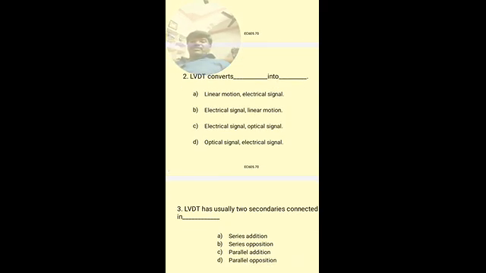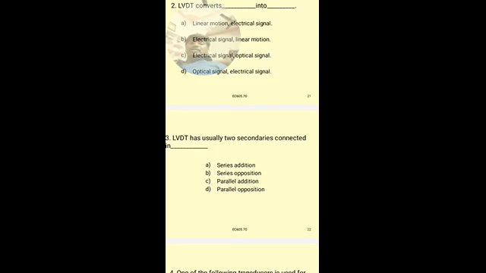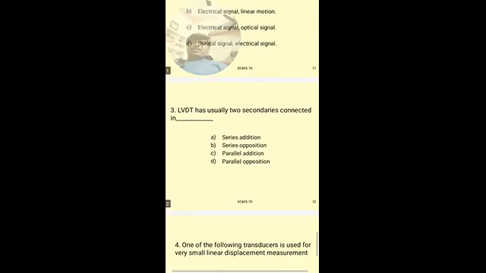LVDT usually has two secondary coils connected in: series addition, series opposition, parallel addition or parallel opposition? In LVDT, the two secondaries are connected in series opposition, because the winding voltages are out of phase with each other, which indicates series opposition.